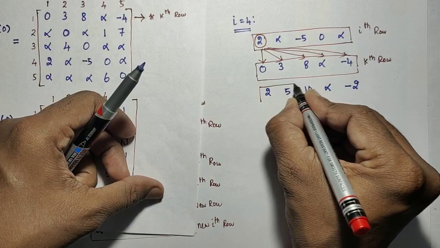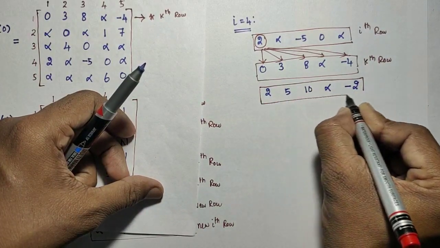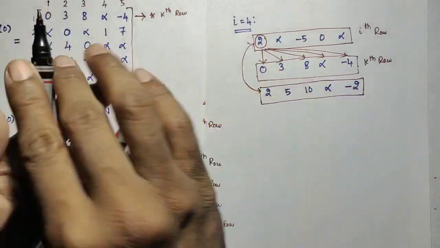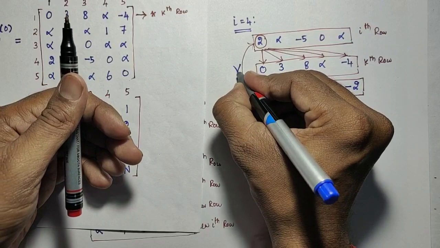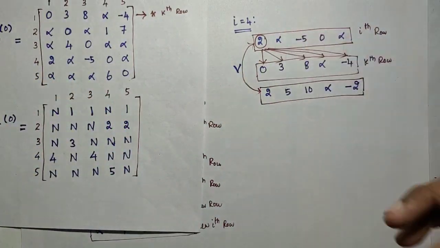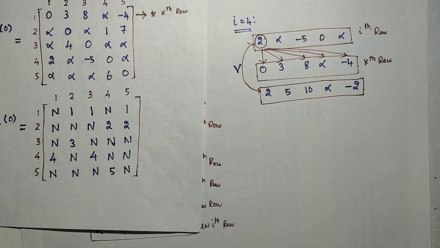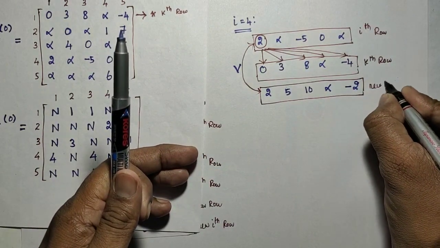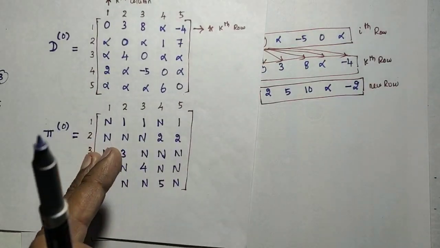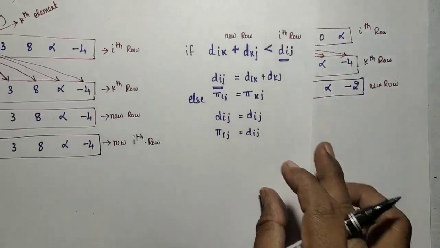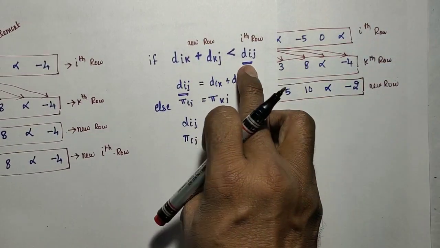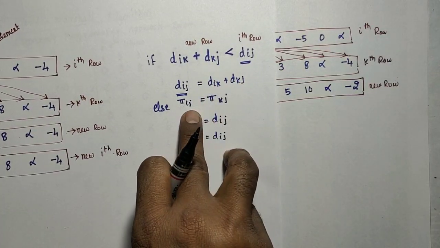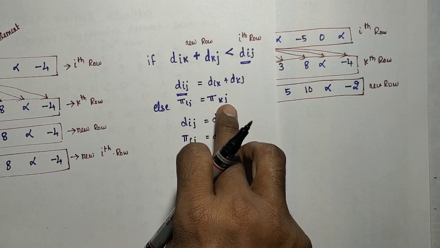Now what you have to do is compare this and this, with the less-than relation. If this is less than this, we need to change it, and that is the new row. As per the condition, if any added element is less than the existing element, that element is replaced with the new value, and the corresponding parent will be replaced with kj.